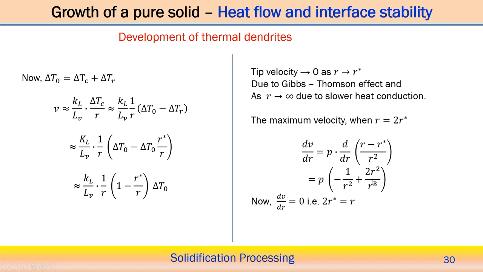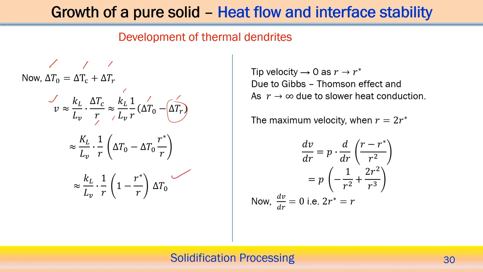Now we can see that total delta T0 equals delta Tc plus delta Tr. Also, the growth rate we have already calculated: V equals K L by Lv times delta Tc by R. Here delta Tc equals delta T0 minus delta Tr, and delta Tr is in terms of the ratio of R star by R into delta T0. Delta T0 is common, so we get this expression for the growth rate in terms of these parameters.